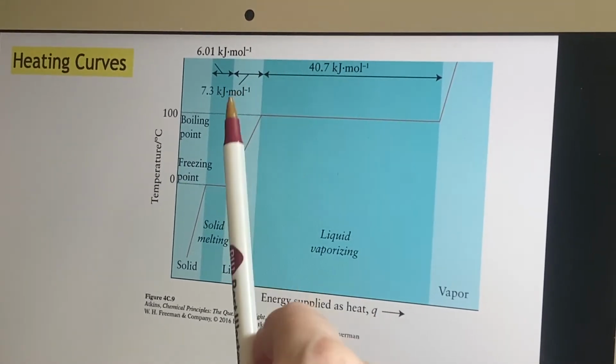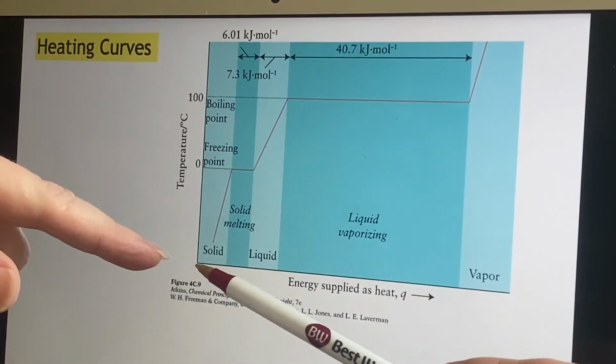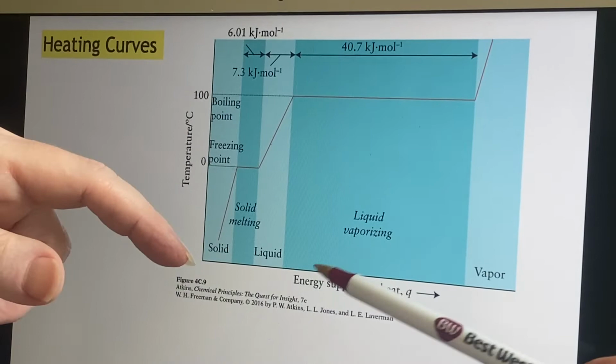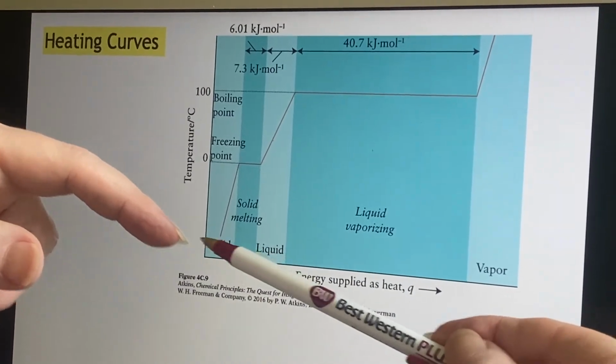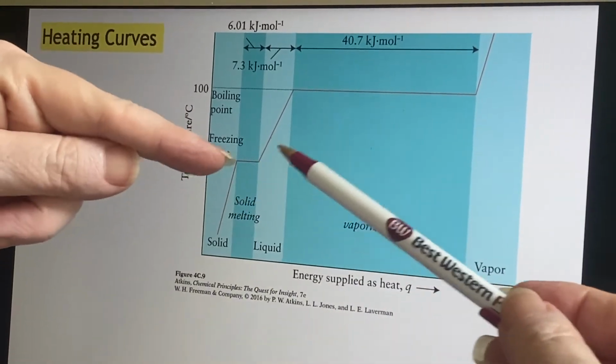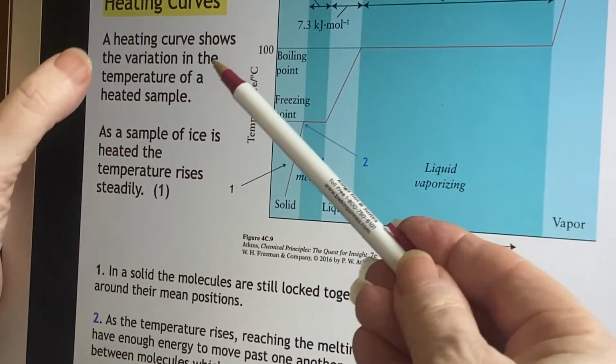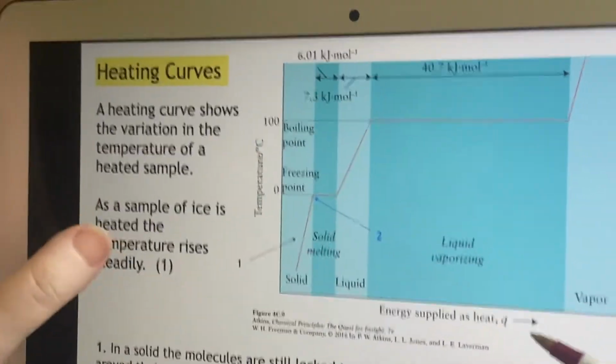It takes less energy to heat it from 0 to 100 than it does to turn it into gas by a significant amount. But this is called a heating curve, and it shows you the different numbers associated with changing something from a solid at a particular temperature to a gas at a particular temperature. And sometimes you'll just be interested in a subsection of it. So variation in temperature as you add heat.